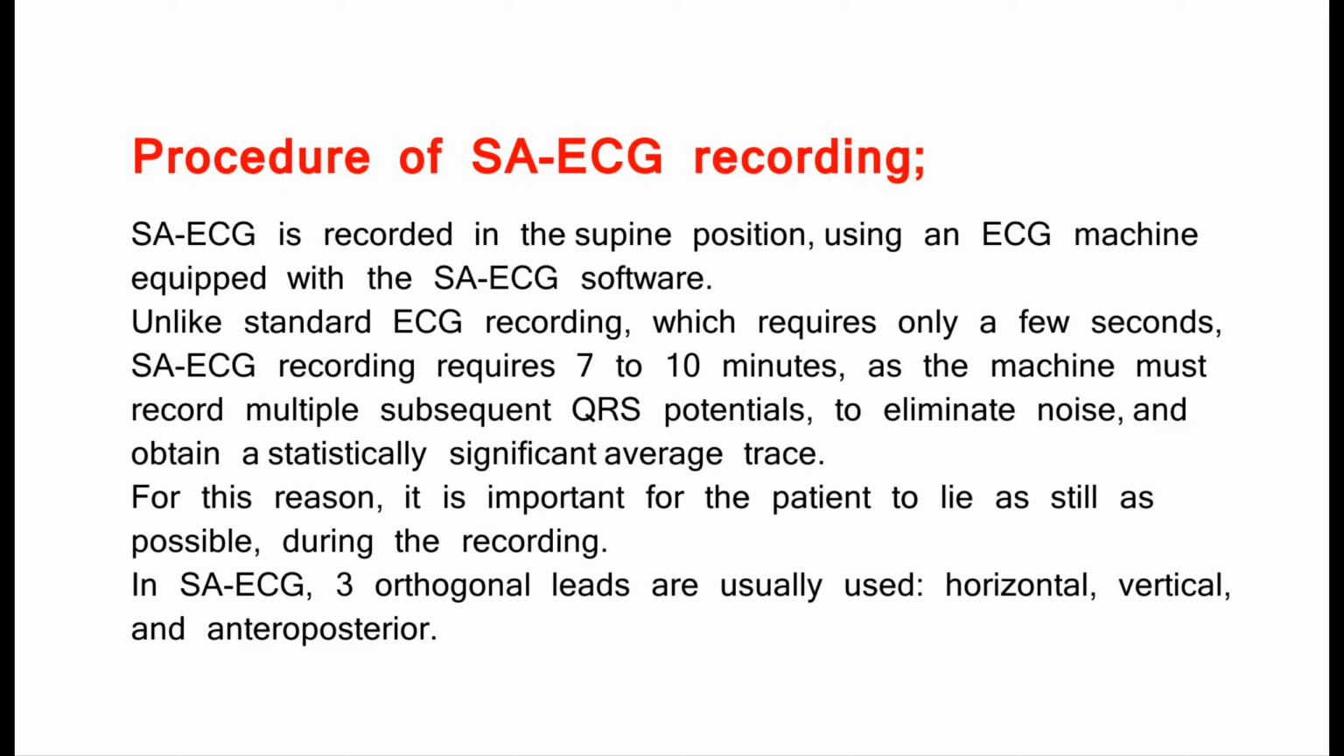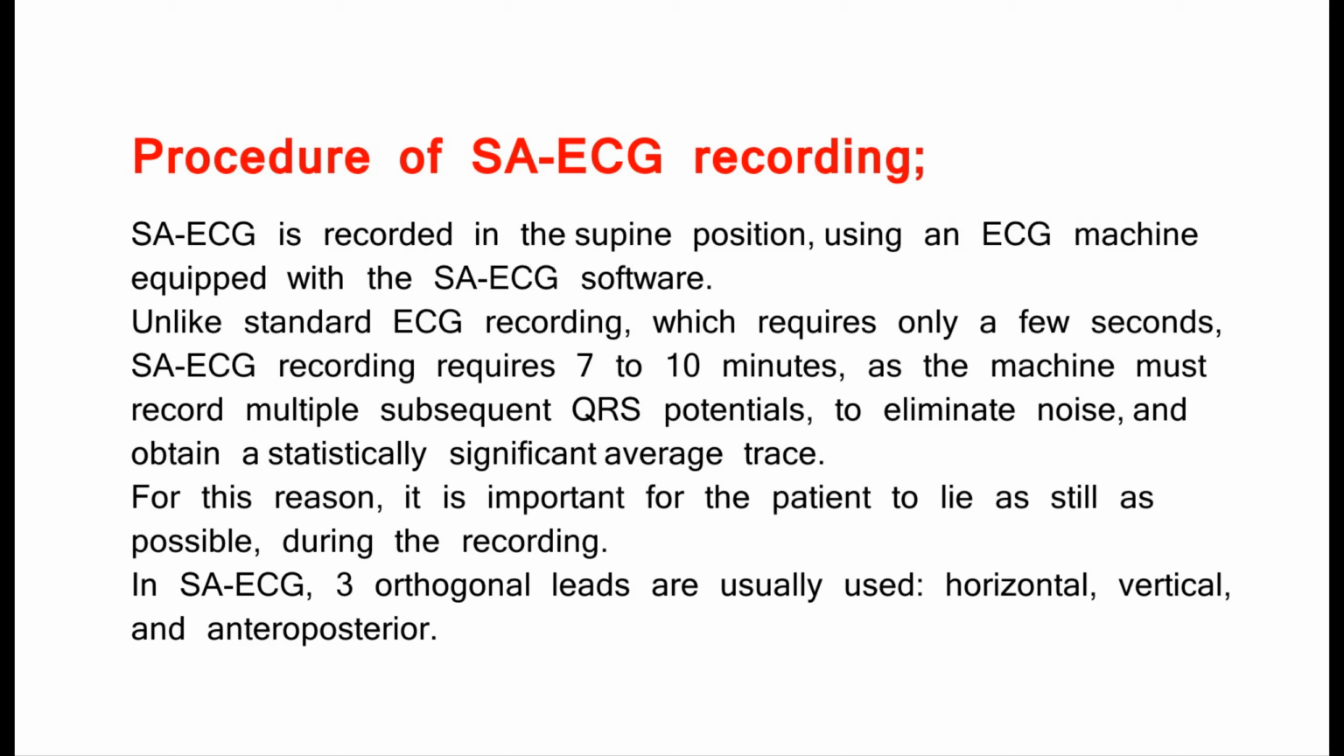Procedure of SAECG recording. SAECG is recorded in the supine position, using an ECG machine equipped with the SAECG software. Unlike standard ECG recording, which requires only a few seconds, SAECG recording requires 7 to 10 minutes, as the machine must record multiple subsequent QRS potentials, to eliminate noise, and obtain a statistically significant average trace. For this reason, it is important for the patient to lie as still as possible, during the recording.